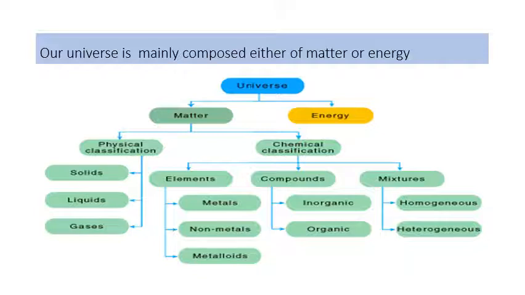Elements can be divided into metals, nonmetals, and metalloids. Compounds can be divided into inorganic and organic compounds. Mixtures can be divided into homogeneous mixtures and heterogeneous mixtures. Physical classification: we can divide matter into solids, liquids, and gases.